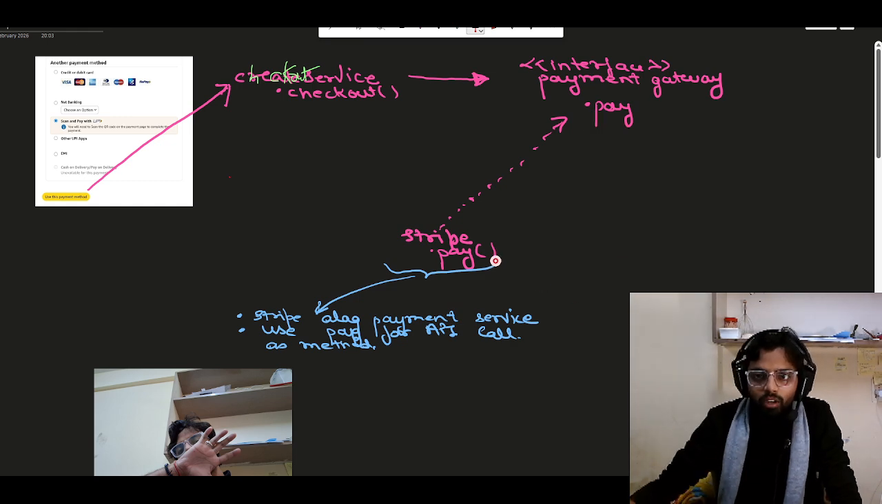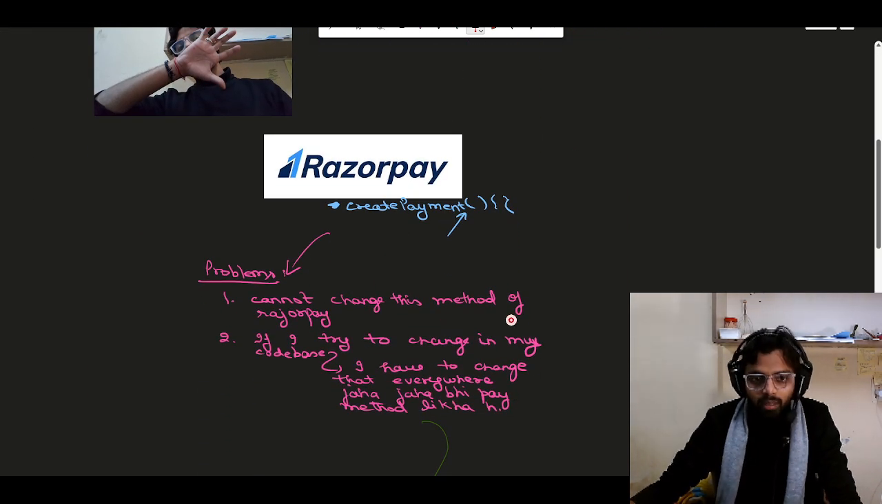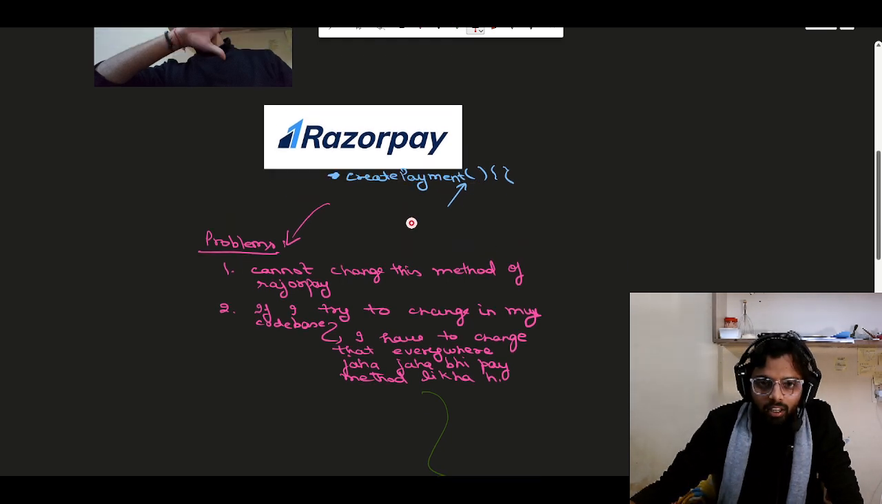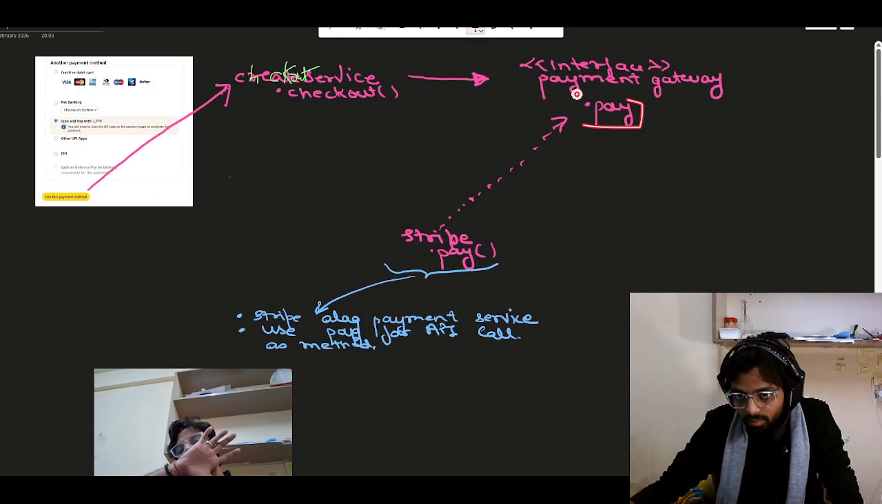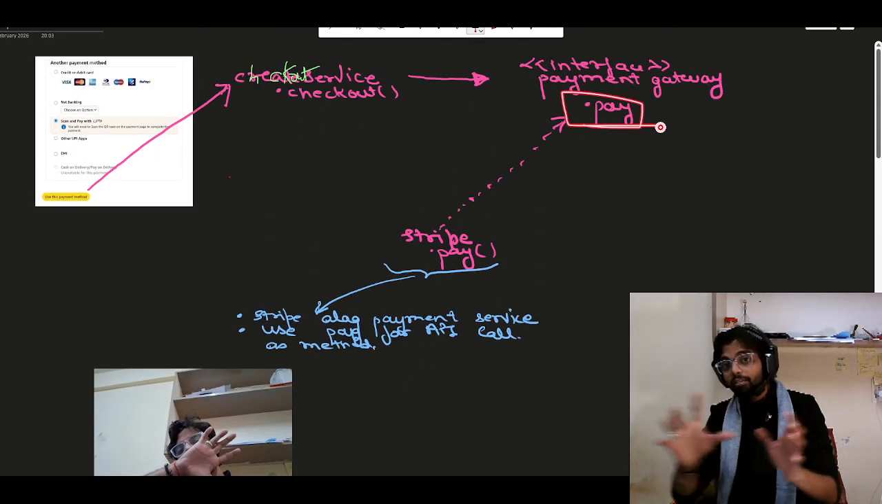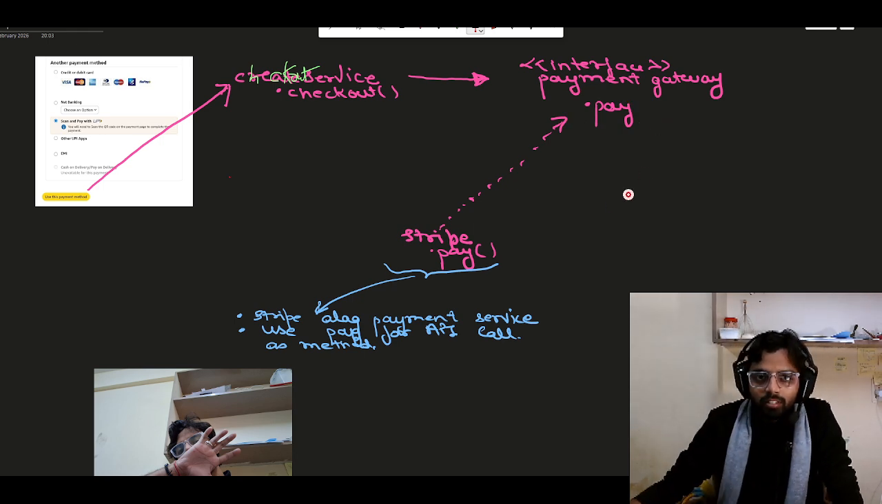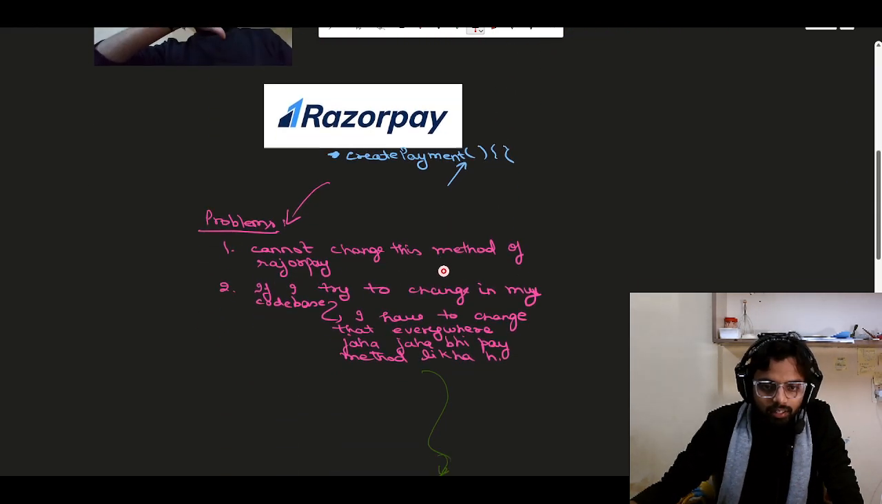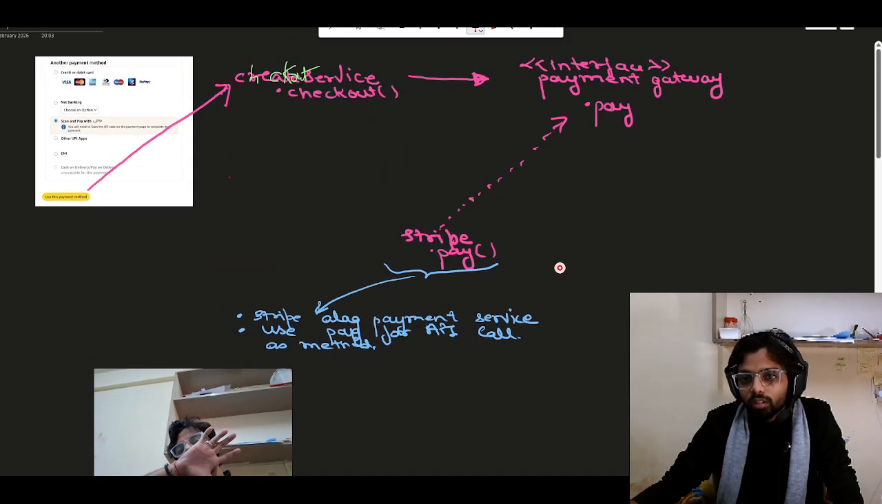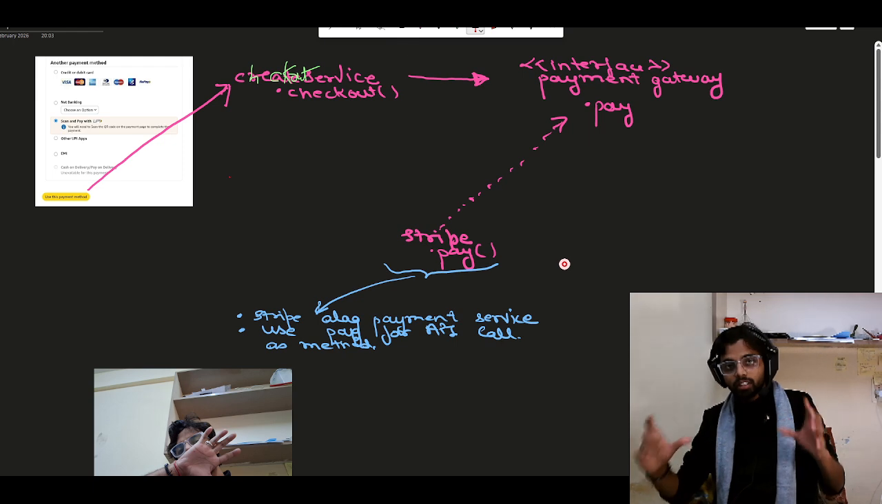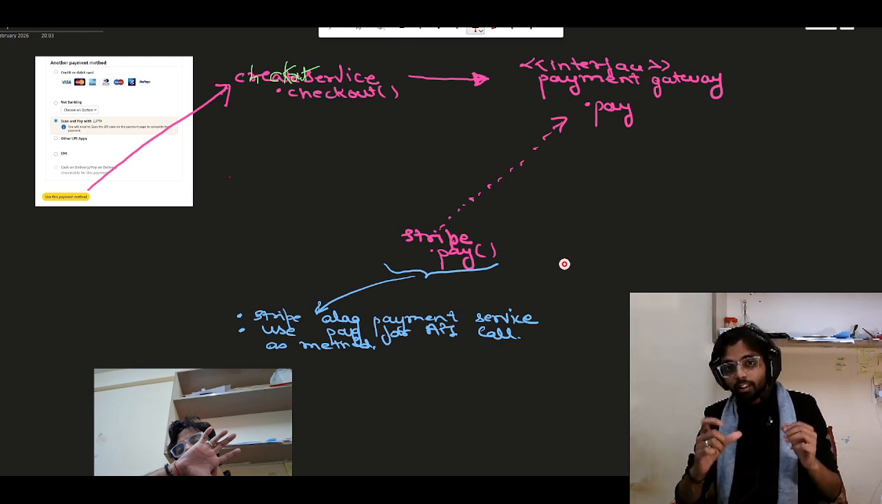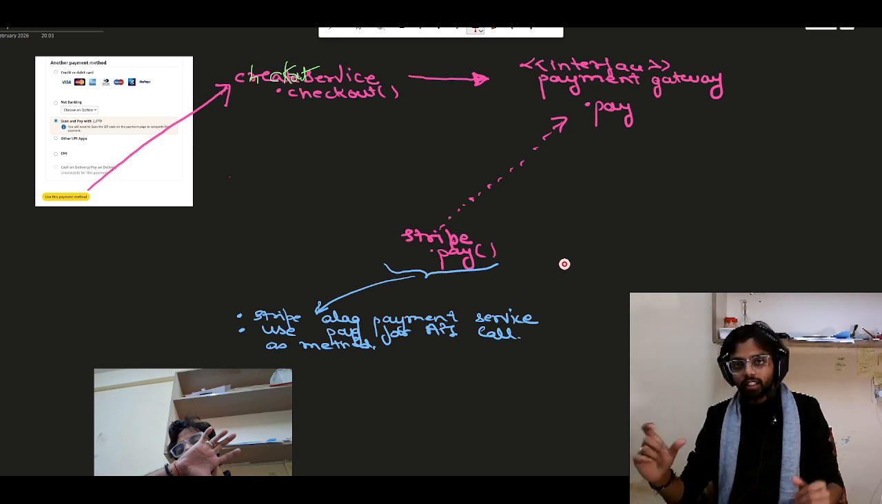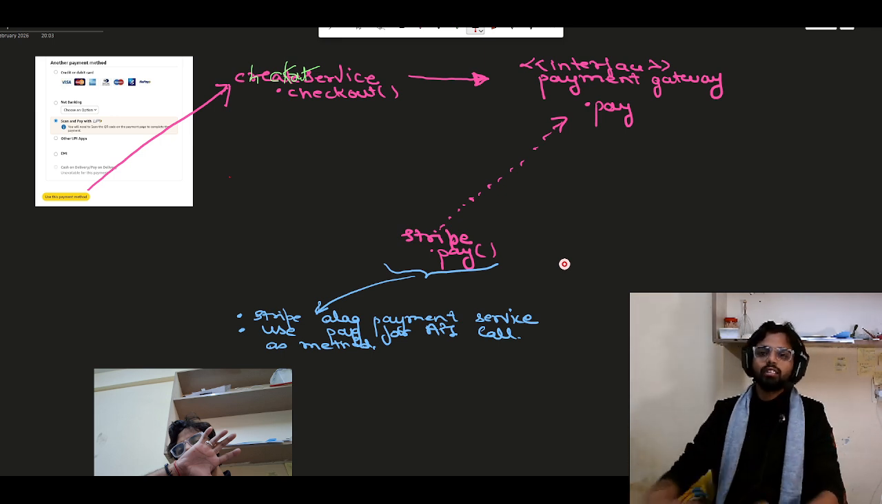So what will be the problem with that? I cannot change the method of Razorpay. I also cannot change the pay method in the interface, because I would have to change it everywhere this method is present. So what do I have to do now? I have to find a solution for this problem. If I find this solution, then I understand what the adapter pattern is.